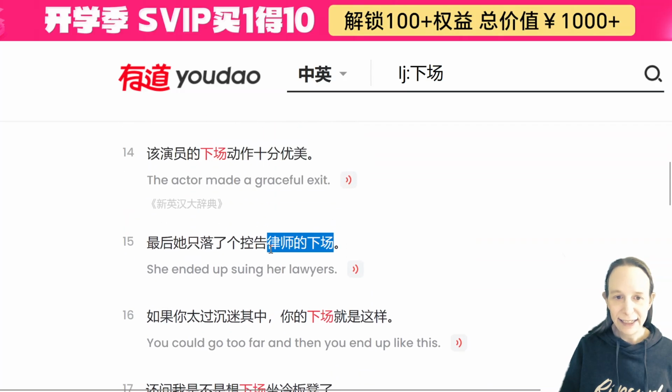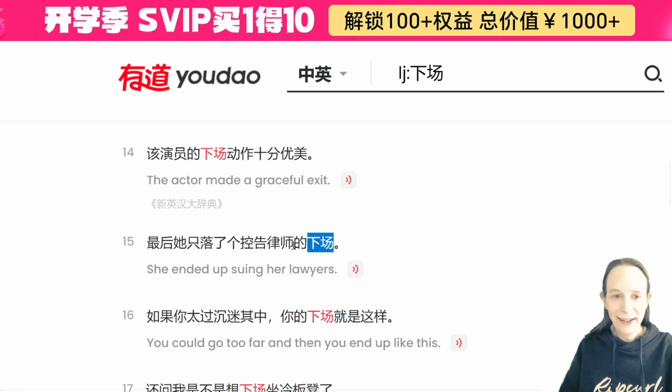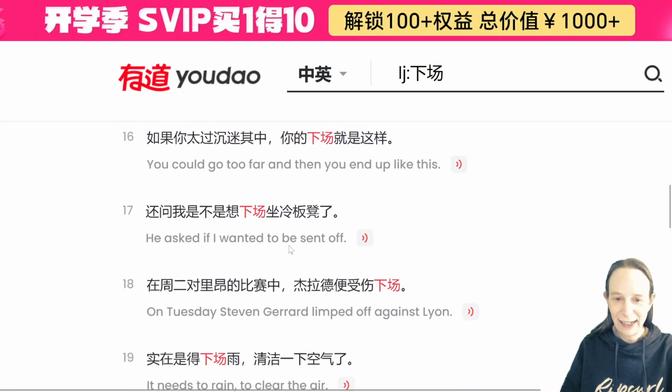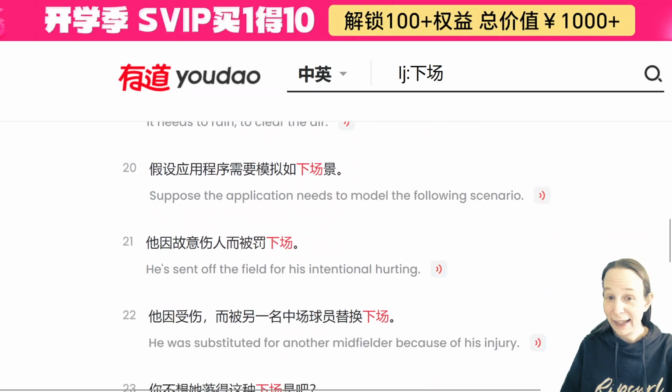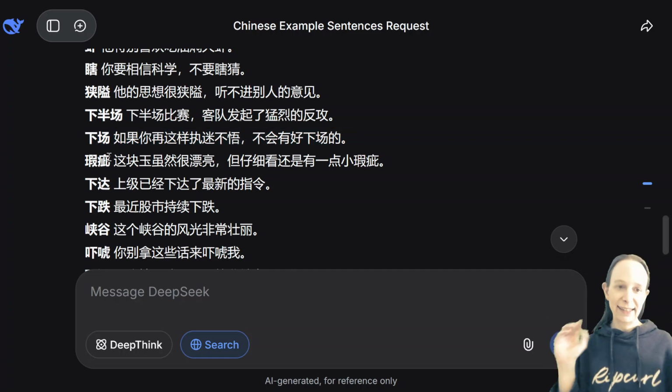律师的下场. 控告律师的下场. So this is like an unfavorable scenario in which you have to sue your own lawyers. It can happen. All right. Next is 瑕疵.